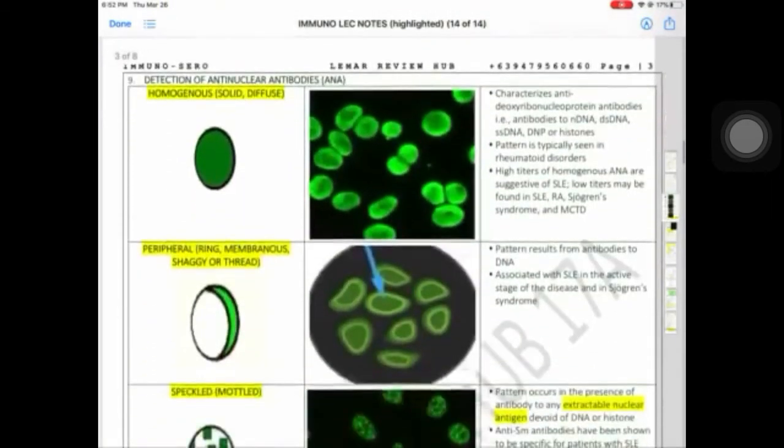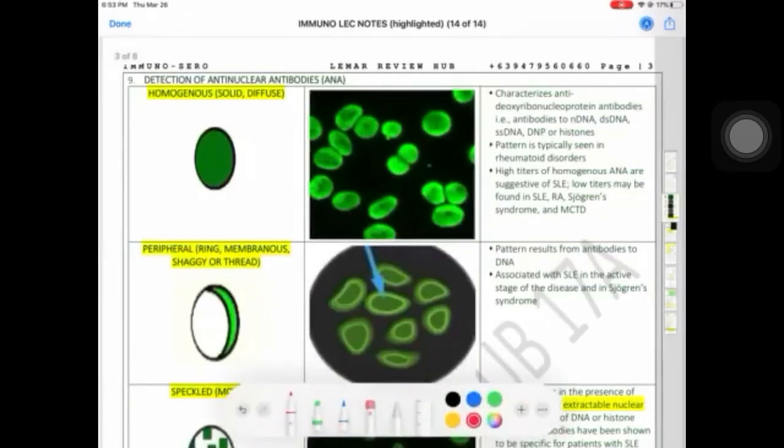Sa next page po, nakita po natin yung mga different patterns. Be sure ma-identify ito. Homogeneous, solid, or diffuse. It is associated with anti-DNP, deoxyribonucleoprotein. Now, patient with rheumatoid disorder will exhibit this type of staining pattern.